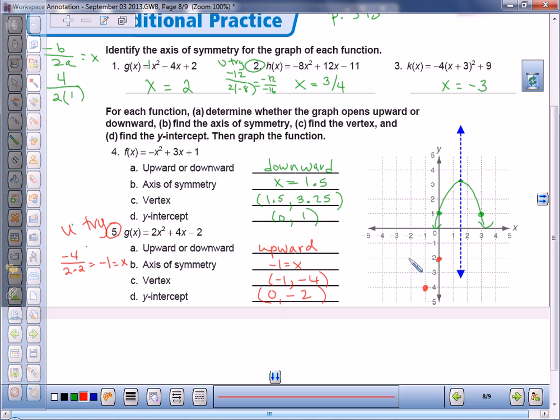If I wanted, I could do my second moves. And then I would graph. So I start with my vertex, and I can plot another point, do it symmetric across the axis of symmetry. And the axis of symmetry is right through that vertex, where it should be.